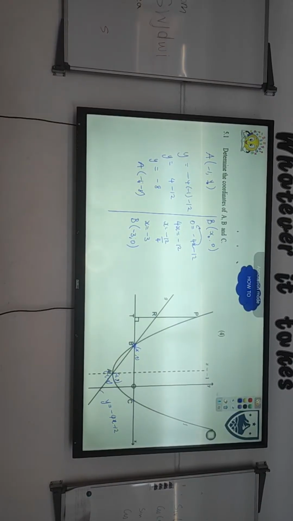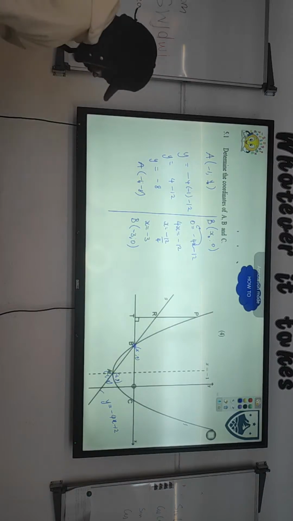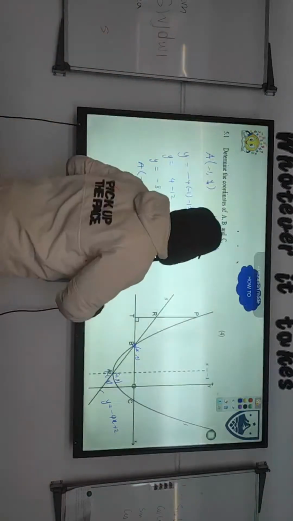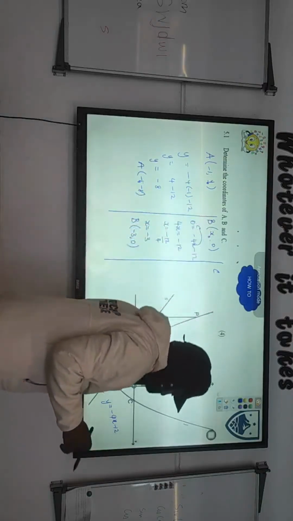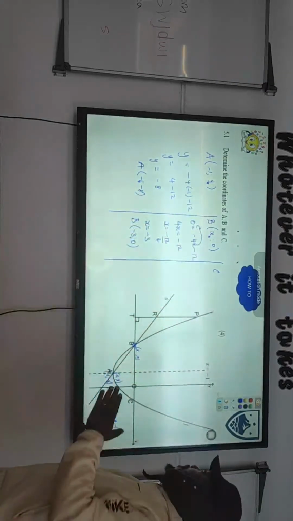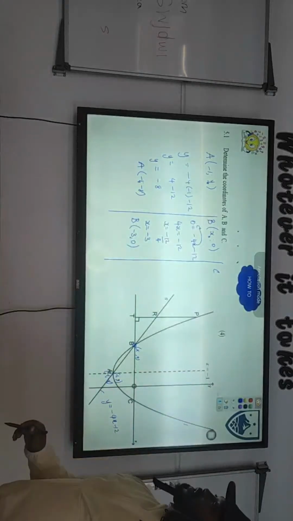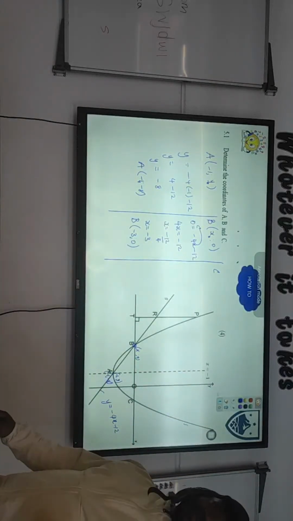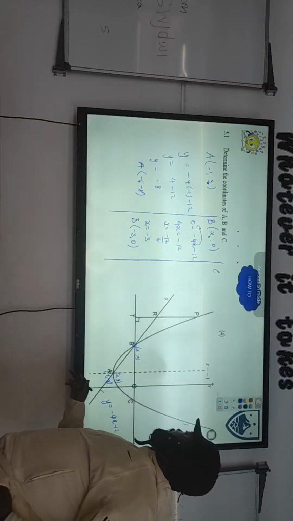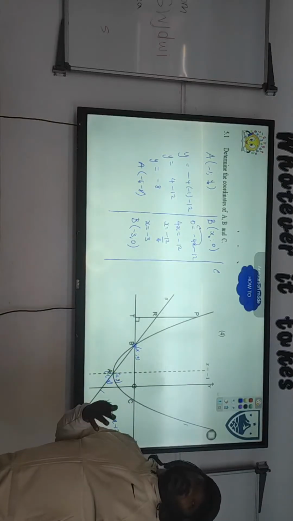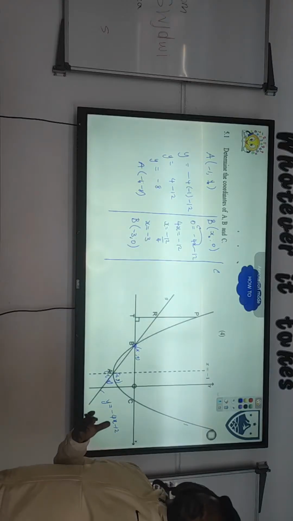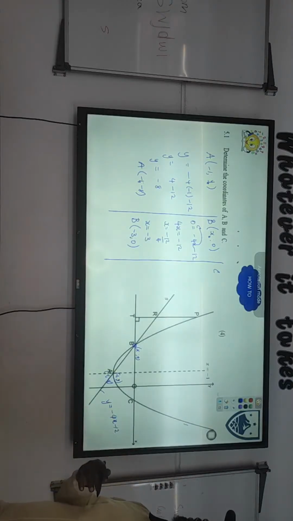Awesome stuff. Now that we have B, it will now become simple for us to find C, because we are told that this line is your line of symmetry where x equals negative 1. So we can use the line of symmetry to find this point, because we cannot use the equation of the parabola because we have a lot of unknowns.